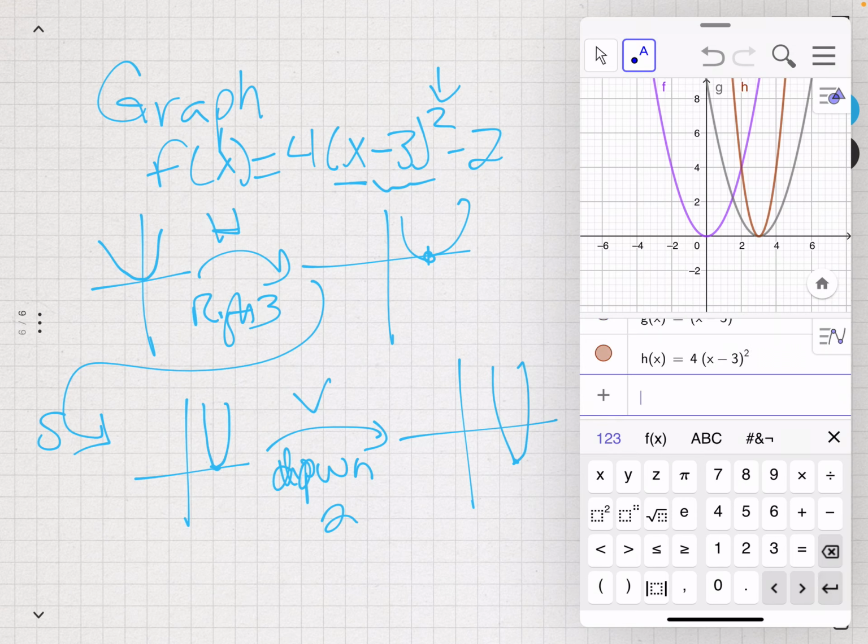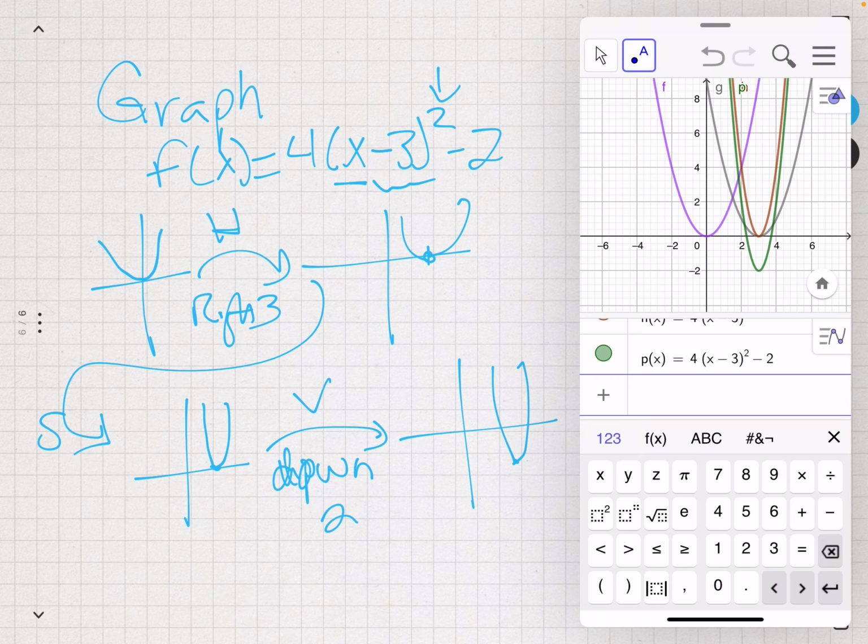And then we have our shift. So we have 4 times x minus 3 squared minus 2. And that's exactly where we drew our shape. And so that's exactly the process we want to follow when we're graphing. We do our horizontal shift, and then we do our stretch or shrink, then we do a vertical shift, and then we have our final solution.